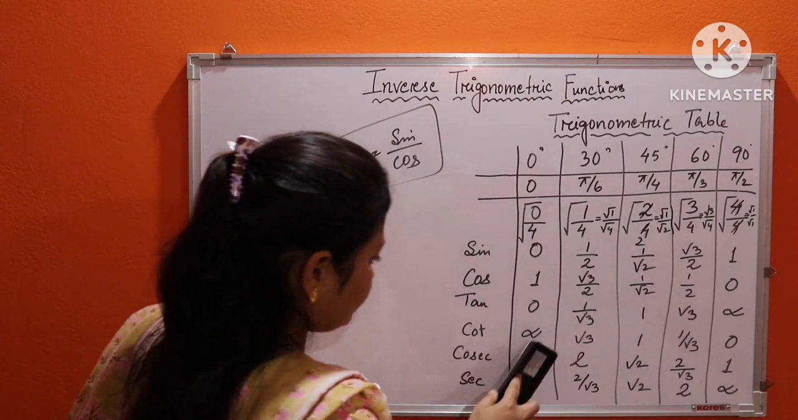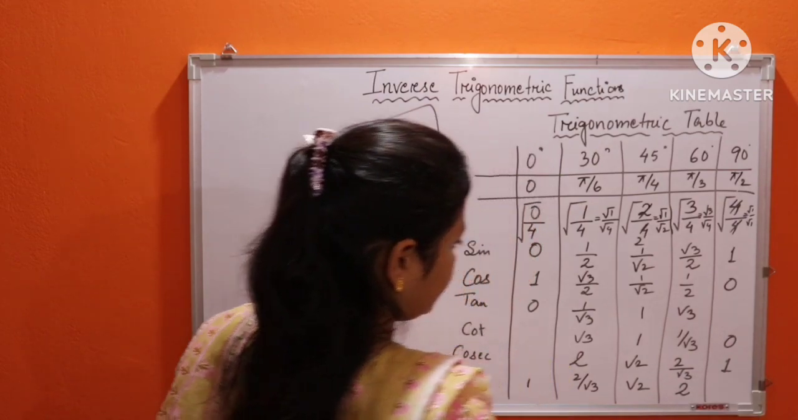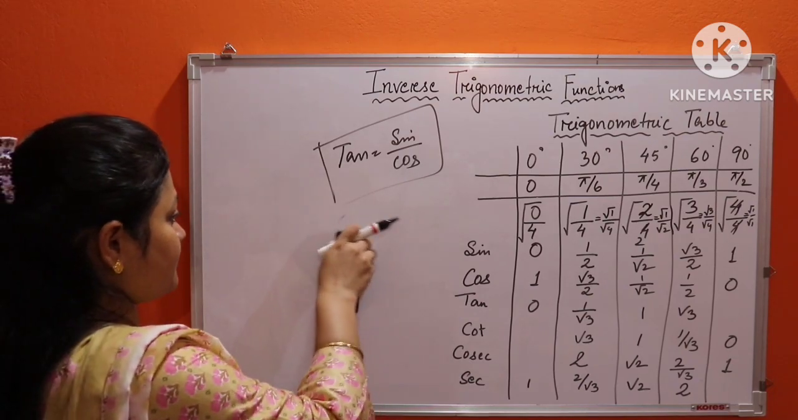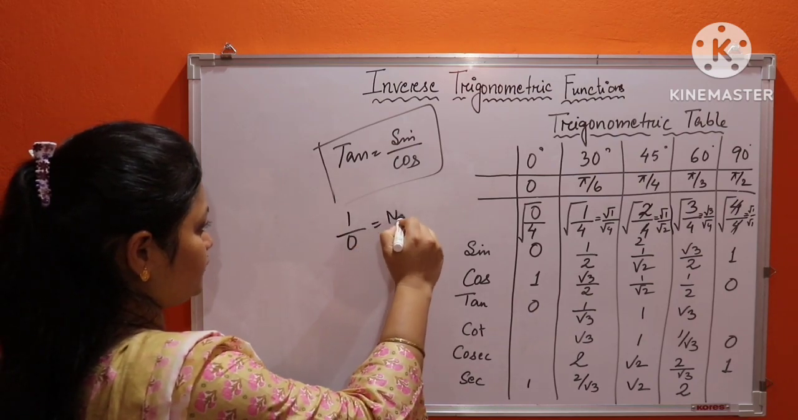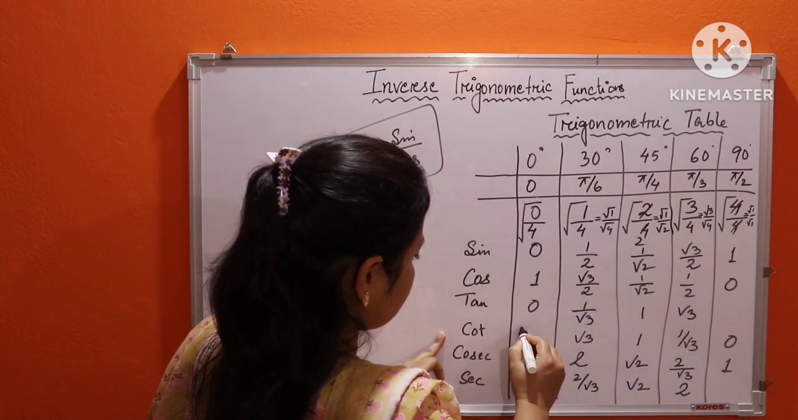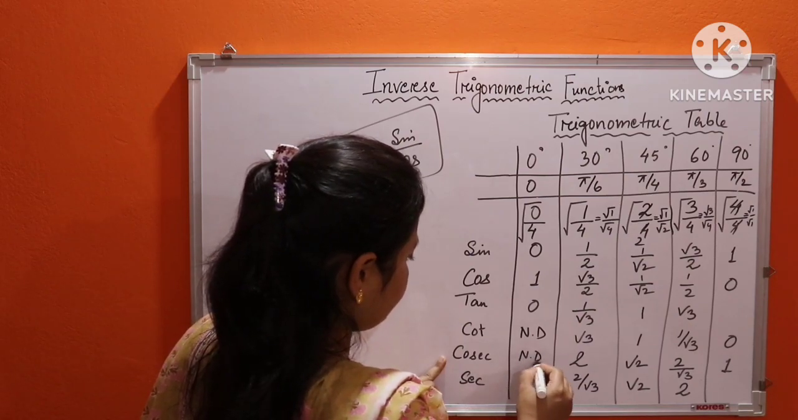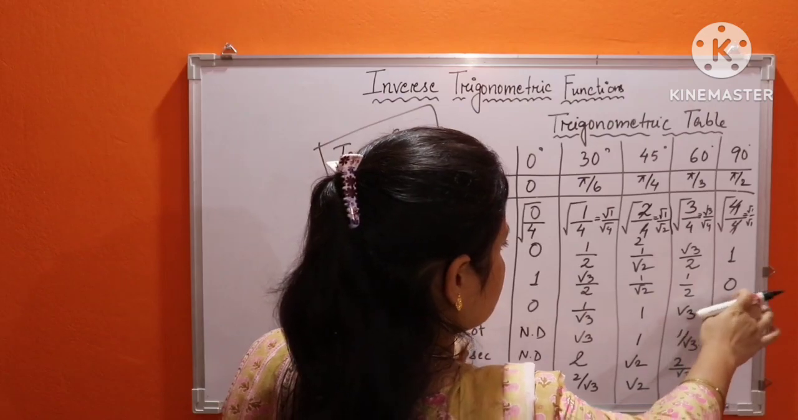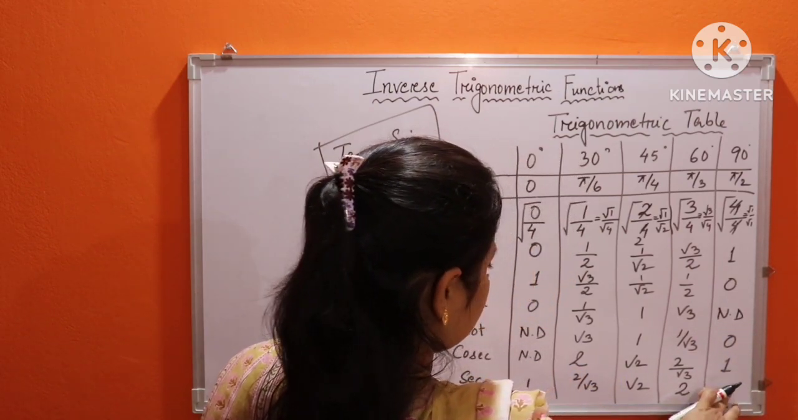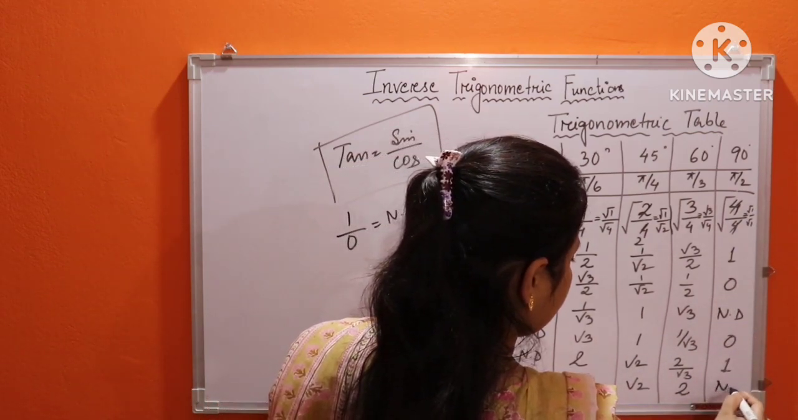Now in case of infinity we will consider it as not defined. That means 1 by 0 is not defined. So 1 by 0 we got here in cot, so it is not defined. Then cosec, 1 by 0, it is not defined. Similarly here tan, 1 by 0, not defined. Then sec is the reciprocal of cos, 1 by 0, that is not defined. Okay.